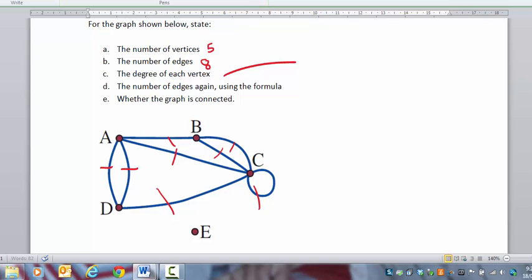Okay, the degree of each vertex. So we've just spoken about that. What I do, I'll write my working out down here. I've got C, D, and E. And let's just write the degree of each one.